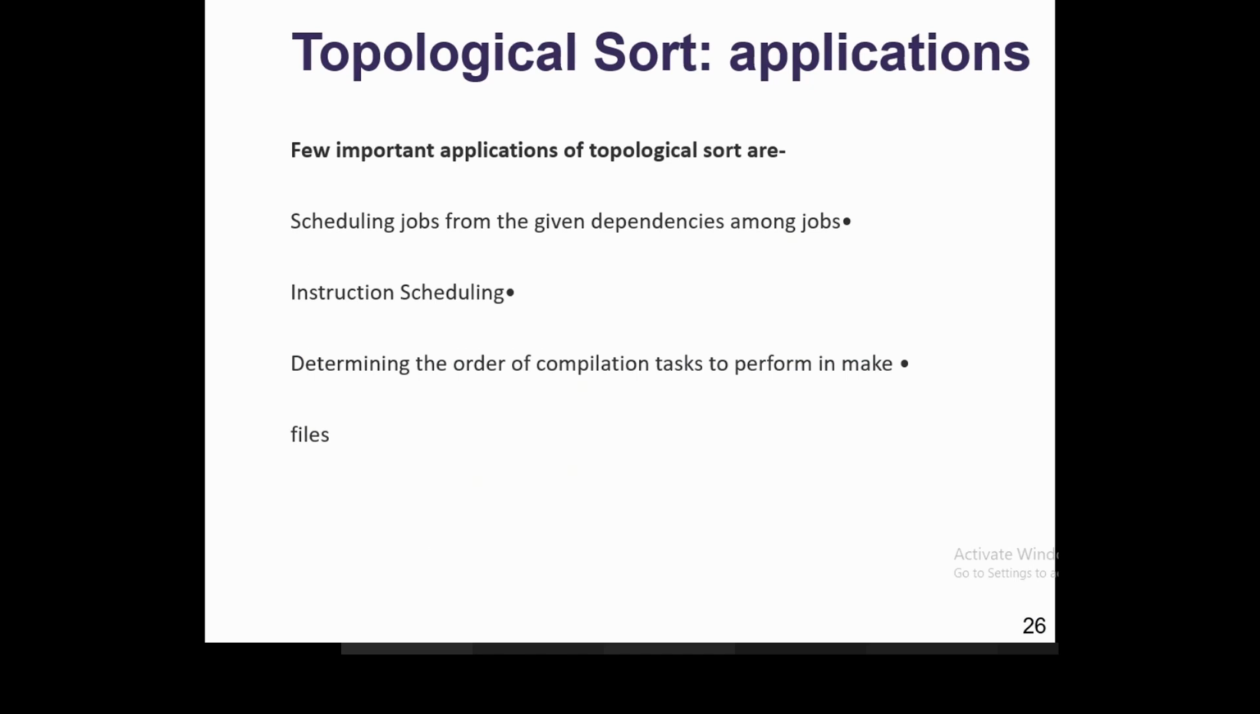Now these are some of the applications of topological sorting, like scheduling jobs from the given dependencies, instruction scheduling, determining the ordering of the compilation tasks to perform in make files. Like there are some kinds of libraries, and there we have functions. So if you want to find out the dependency between the functions, then we can use topological sorting over there. So this is all about topological sorting.